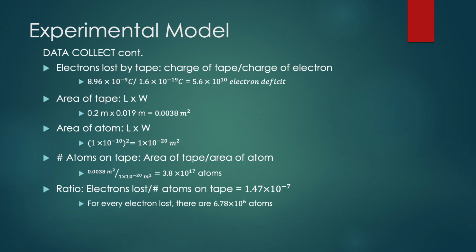To continue the data collection, I was able to determine the electrons lost by the tape by dividing the charge of the tape by the charge of an electron. Using the area of the tape and the area of the atom, I was able to determine the number of atoms on the tape by dividing the area of the tape by the area of an atom. And I was finally able to determine the ratio of atoms per electron, and I concluded that for every electron lost, there are 6.78 times 10 to the 6 atoms.